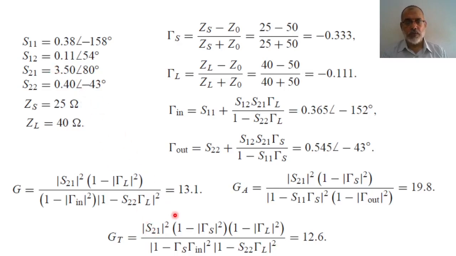S21 as a magnitude is 3.5, gamma source as a magnitude is 0.33, gamma load as a magnitude is 0.11. Here we are going to multiply gamma source by gamma in. So 0.333 with an angle 180 degrees multiplied by 0.365 with an angle minus 152 degrees. After multiplying these two terms, we take 1 minus these two terms as a complex magnitude. Then the magnitude of this value is squared, multiplied by 1 minus S22 gamma load. S22 is 0.4 with an angle minus 43. Gamma load is 0.111 with an angle 180 degrees. By calculating this, we find that the transducer gain, which is the power at the load to the available power from the source, is 12.6.